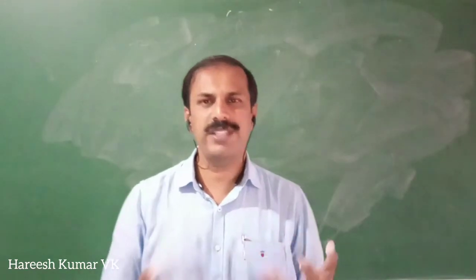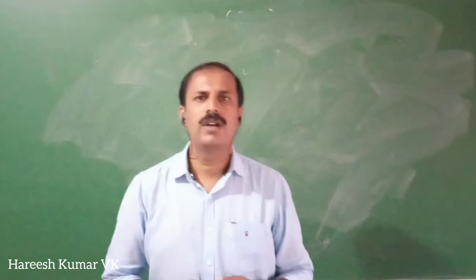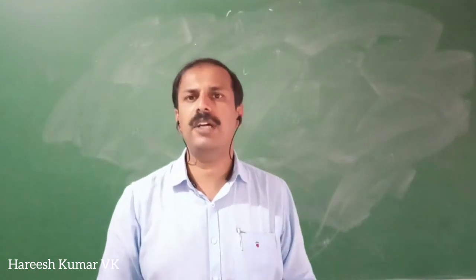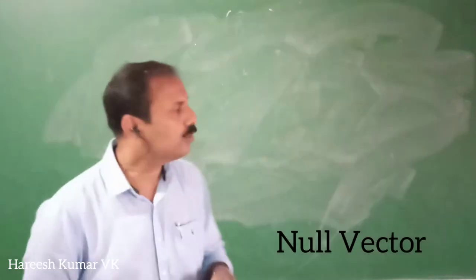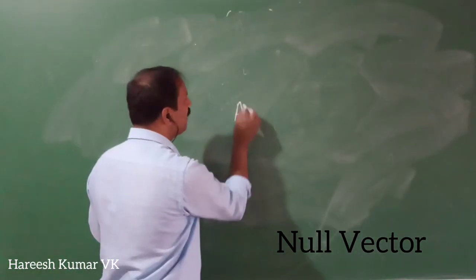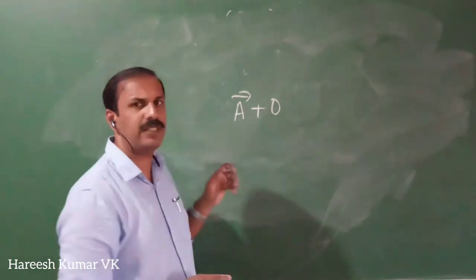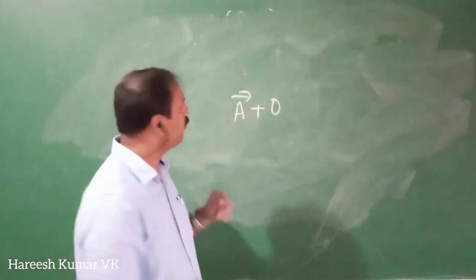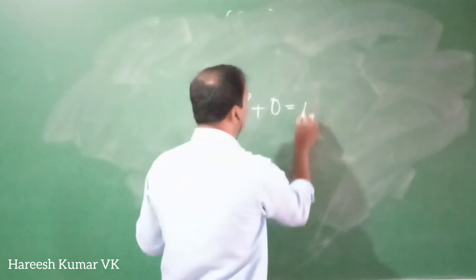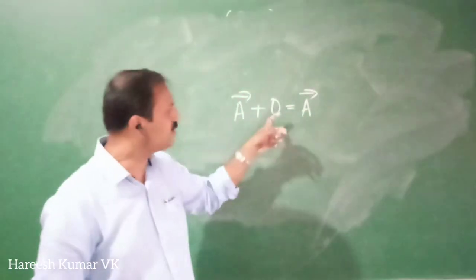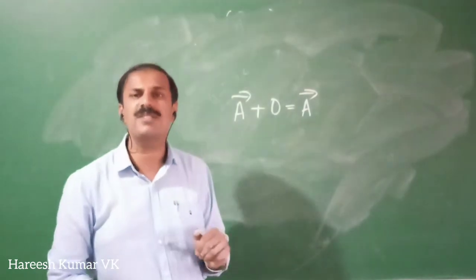See here, we discussed vectors now. Sometimes if the magnitude of the vector is 0, such a vector we will call a null vector. So A plus null vector, this 0 is called a null vector. That is not having any magnitude. A plus 0 or A plus null vector is A itself. So there is no importance for that one. Just you should know this 0 vector is called a null vector.